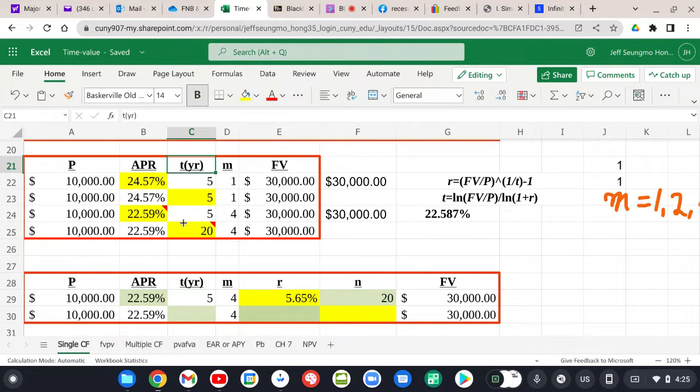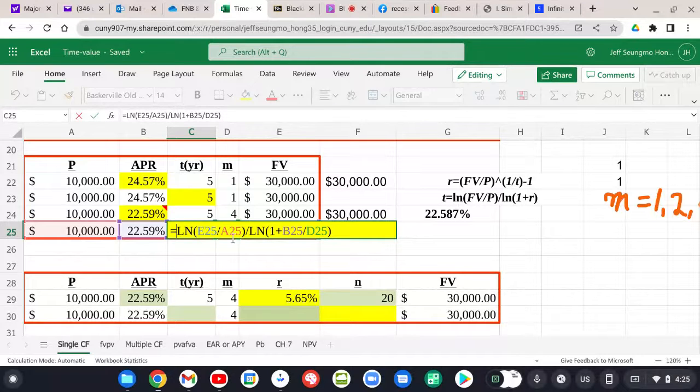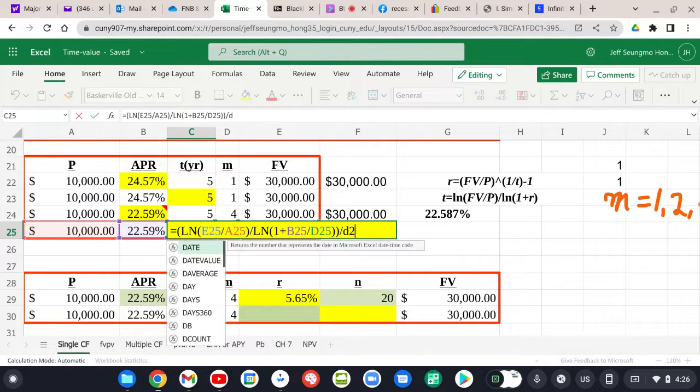But look, you cannot leave it like this because the label is years, right? Time is given, so then you have to turn it into years. So what do you need to do? Because this whole thing gives you 20 quarters, you'll just need to divide it by M, which is in, again, D25.